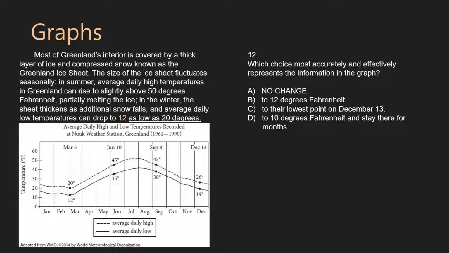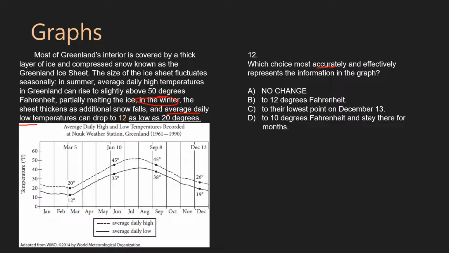All right, now that I understand the graph, what's the question asking? Which choice most accurately and effectively represents the information in the graph? So basically, what's accurate? Well, the sentence says, it's a long one, but basically the size of the ice sheet fluctuates seasonally in summer average daily high temperatures in Greenland can rise to slightly above 50 degrees Fahrenheit, partially melting the ice. In the winter, the sheet thickens as additional snow falls, and average daily low temperatures can drop to. So I want to describe average daily low temperatures in the winter.